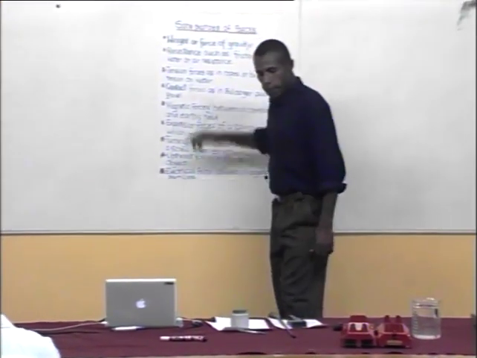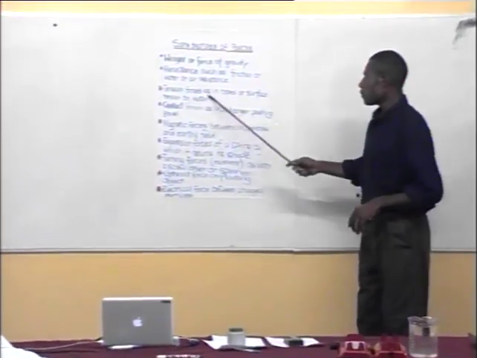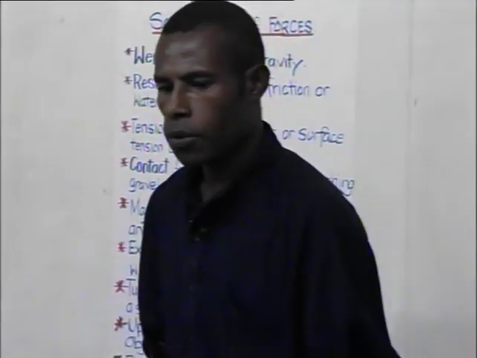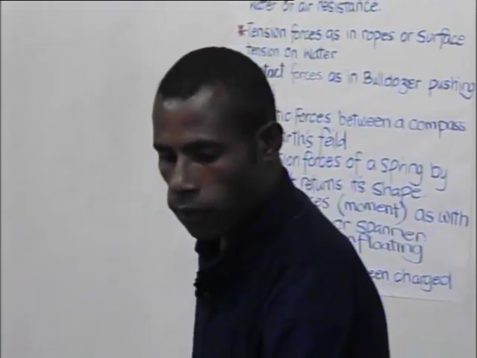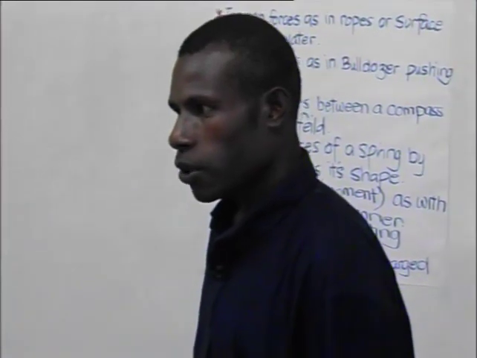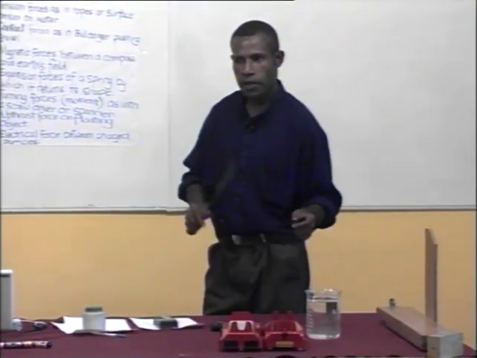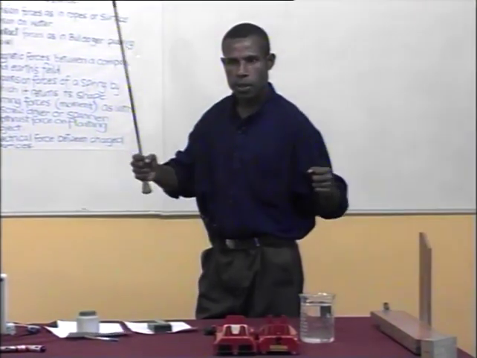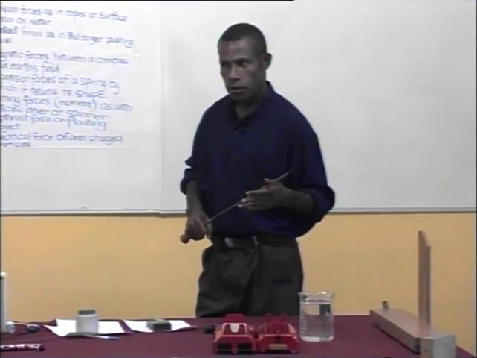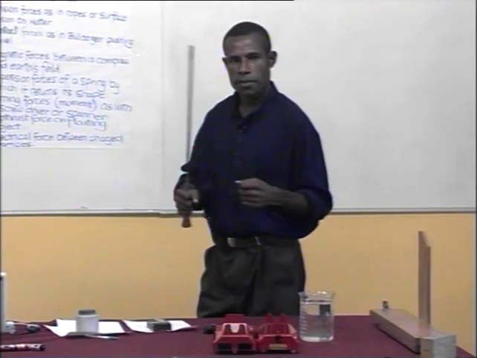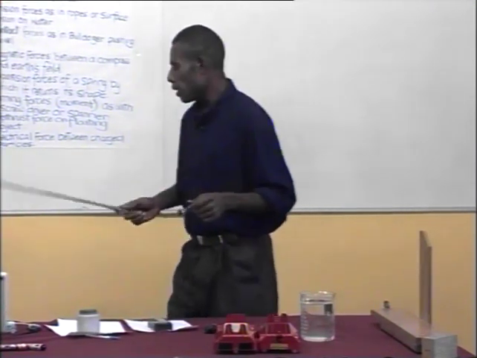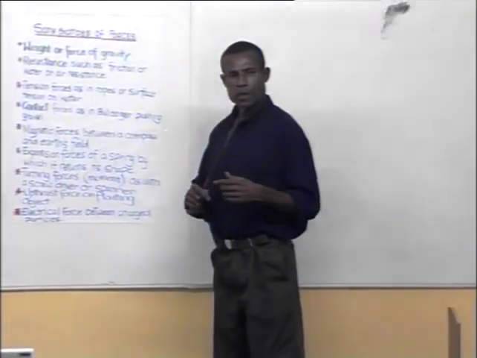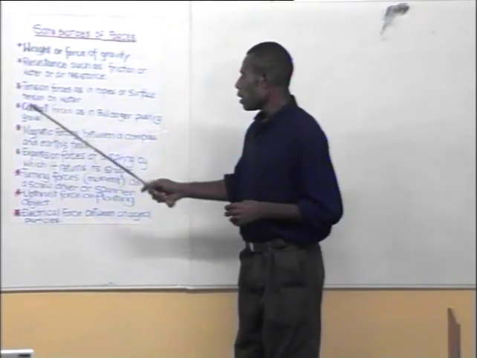All right, looking at the second one, you find the tension forces, as in ropes or surface tension on water. If you make a bubble form and put it on top of water, then it will float. That is what is known as surface tension. But if you have a rope and try to pull it apart, you'll try your best to pull it, or sometimes break the rope. Tension in a rope is simply the particles that make up the rope. There is a cohesion between those particles that you are trying to stretch.